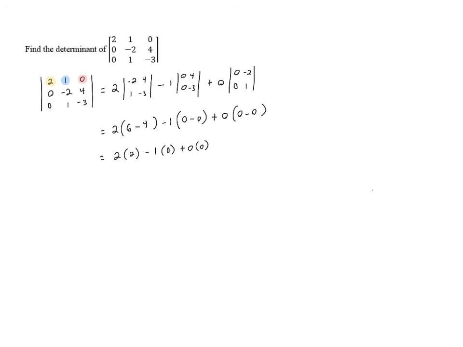plus 0 times 0. The only non-zero term here is the first one. 2 times 2 is 4. And so the determinant of our original matrix here is 4. And that is our final answer.